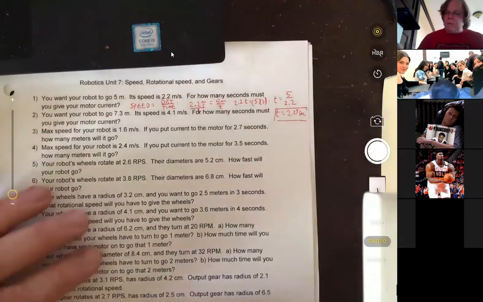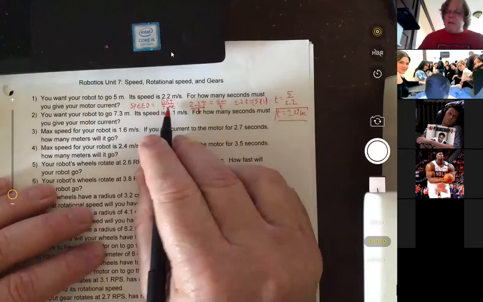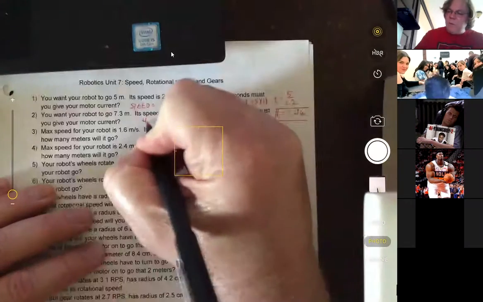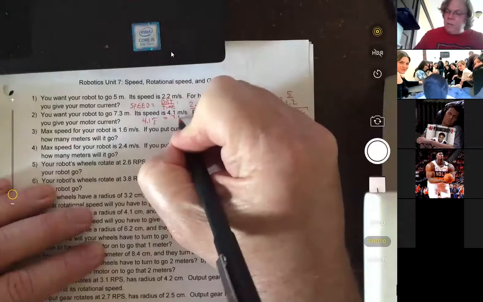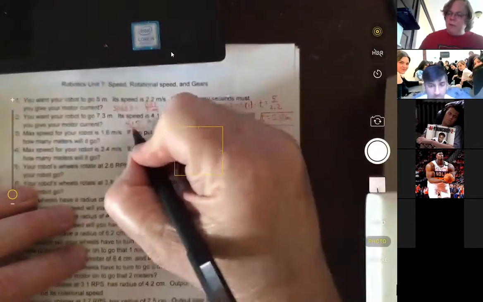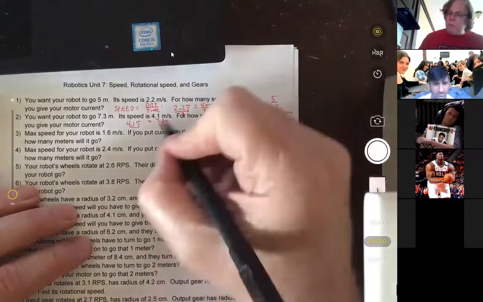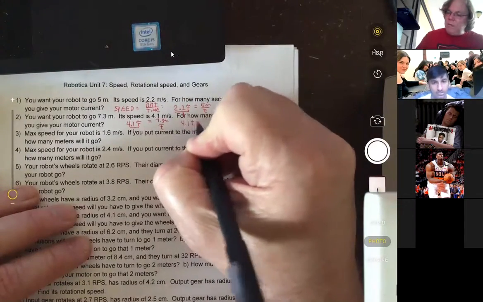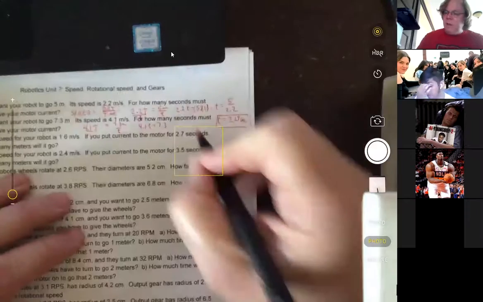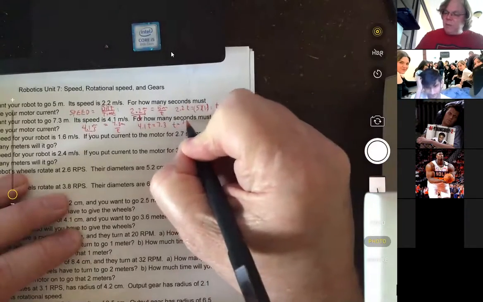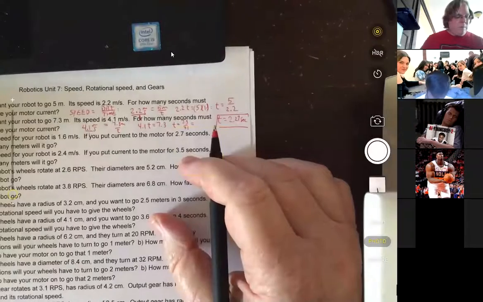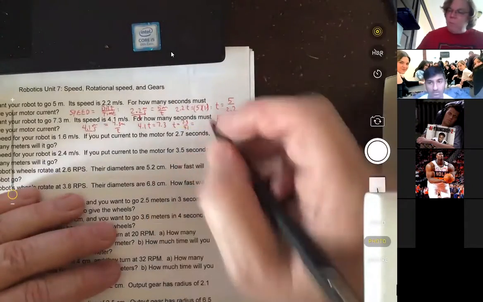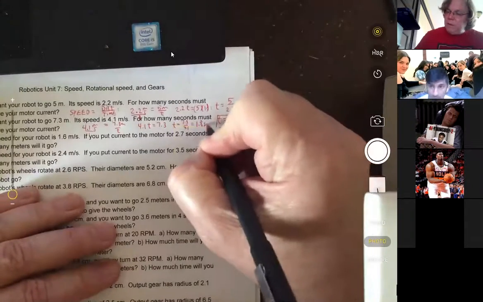Okay, so here we go. We got speed equals distance over time again. But this time my speed is going to be 4.1 meters per second. My distance is going to be 7.3 meters, and my time is unknown. And again, I'm going to cross multiply, put a 1 under the 4.1. I got 4.1 times t equals 7.3. And so my t is going to equal 7.3 over 4.1, which is about 1.8 seconds.